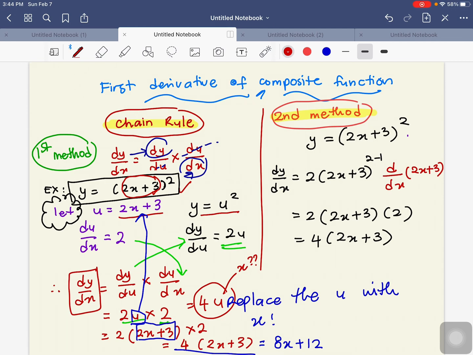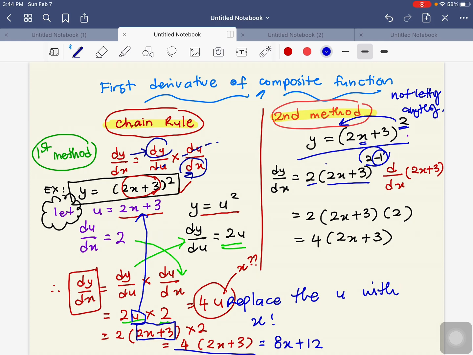Okay, so ada satu lagi cara adalah, you differentiate macam biasa by not letting anything. Kita tak let apa-apa pun. Kita tak let u ke, kita tak let apa-apa. Cuma kita kena ingat, kat sini ada x, dekat luar pun ada power. So what we do is, we reduce the power of 2x plus 3. Kuasa 2 ni tadi, kita turunkan 2 ke bawah. So dia jadi 2x tambah 3. Power dia ni tadi 2, kita kena tolakkan dengan 1.